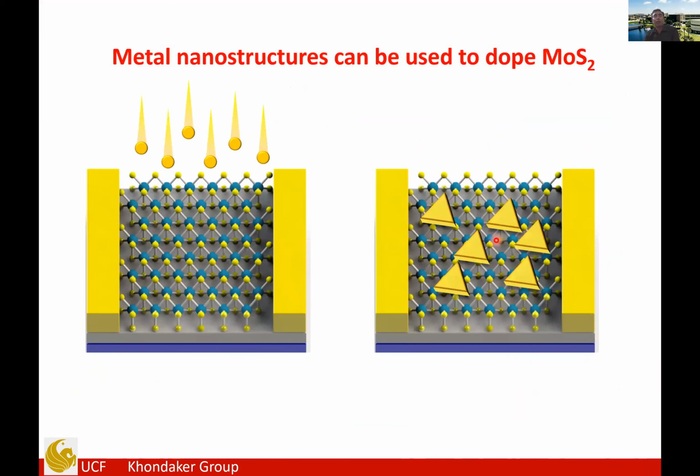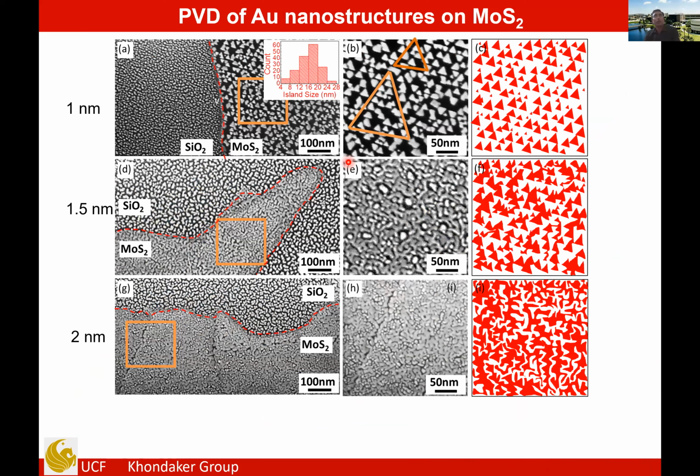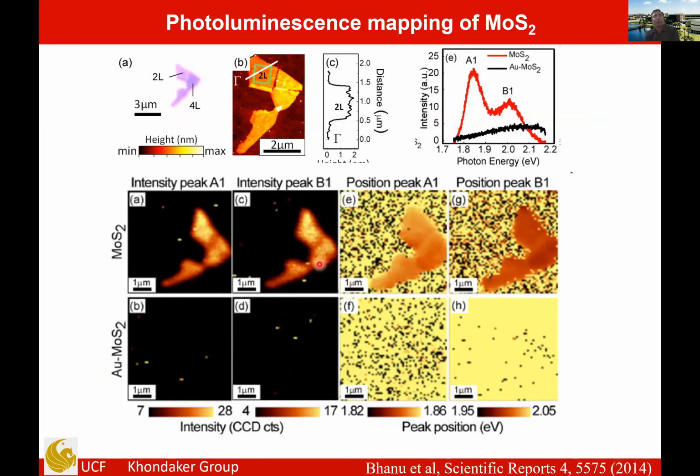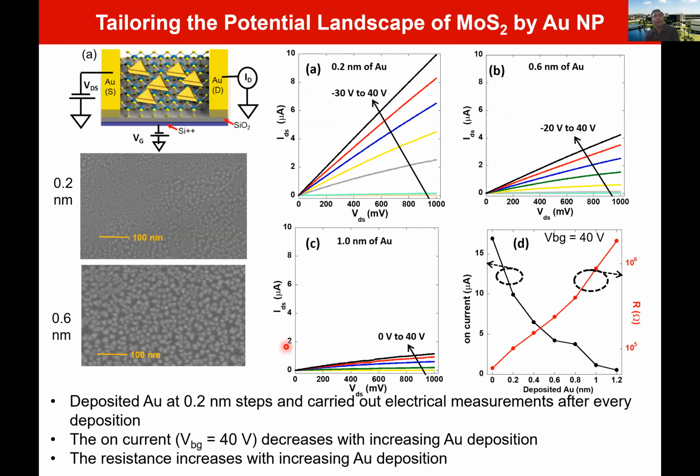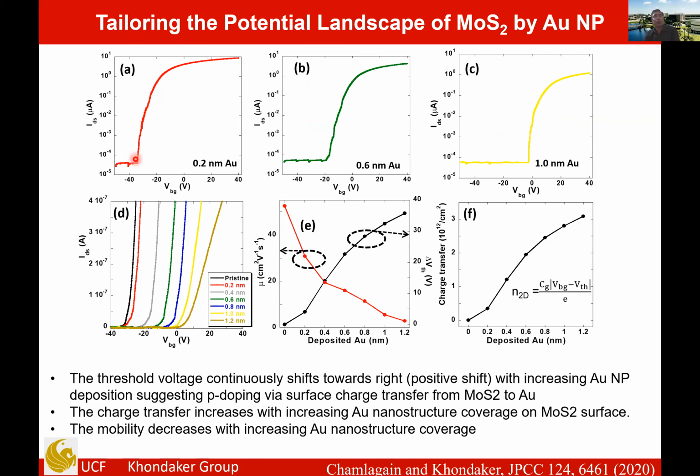We also found that metal nanostructures can also dope the two-dimensional materials. In this case, we deposited gold nanoparticles. After the gold nanoparticles, we found that photoluminescence gets quenched completely. We also looked at the threshold voltage. So molybdenum disulfide is an N-type material, but as I put more and more nanoparticles, you can see the threshold voltage shifts towards the right because it is getting P-doped. So I need more and more voltage for it to switch on. Okay.